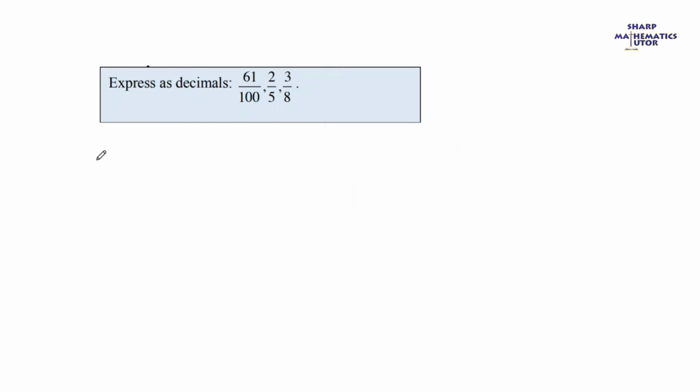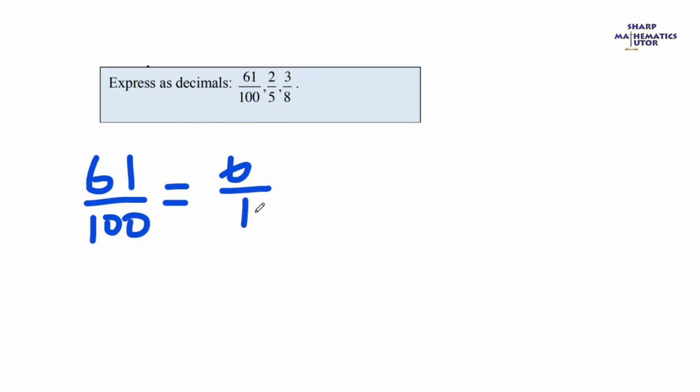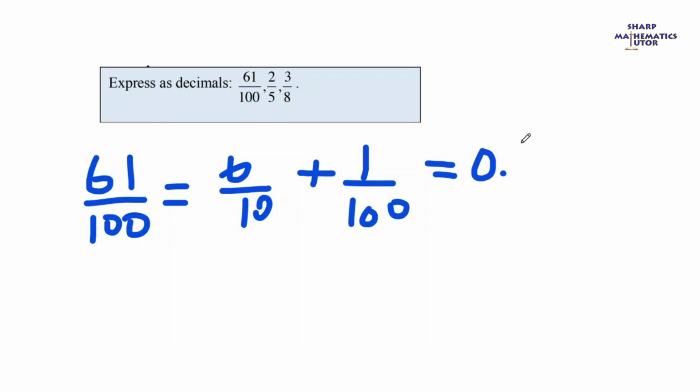So we have our first fraction, which is 61 over 100. Right, so we know that this is equal to basically 6/10, right, plus 1/100. That's 1 over 100. Right, so if it's 6 over 10, that's 6/10. So the 6 will be in the tenths place as it relates to place value, and the 1 will be in the hundredths place. So 61 over 100 will be the same as 0.61.